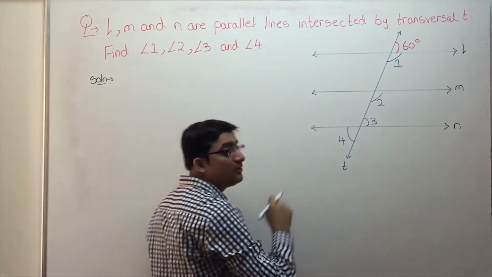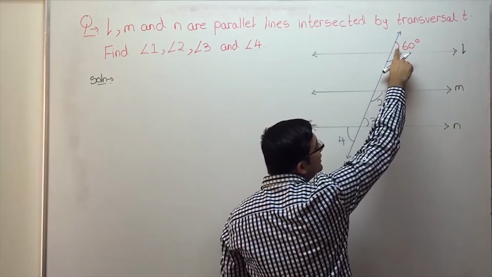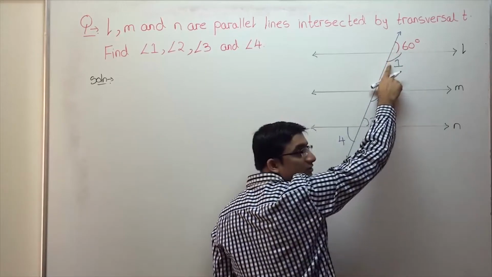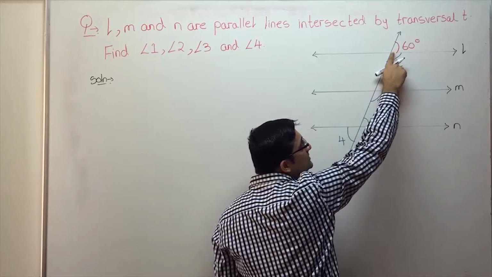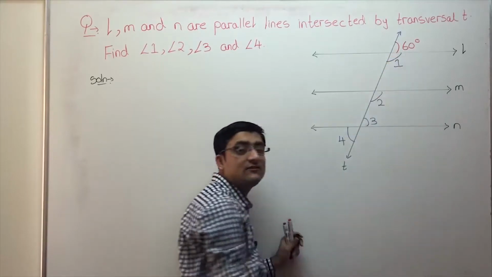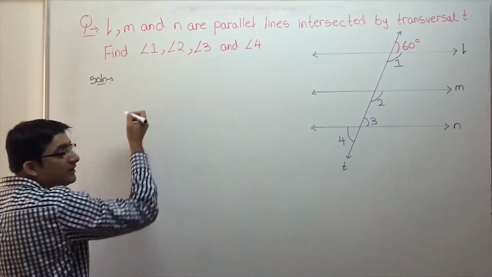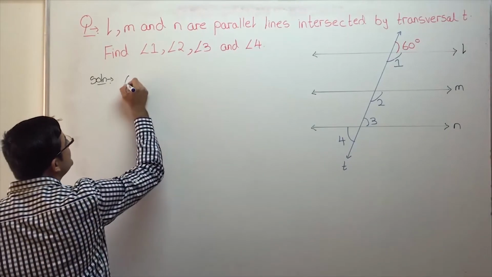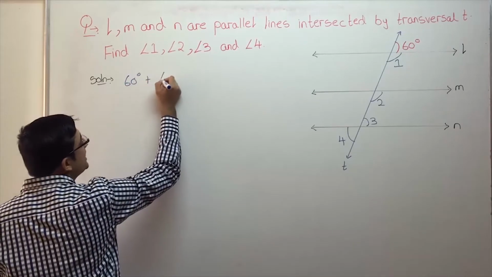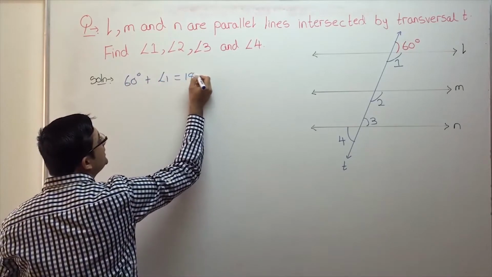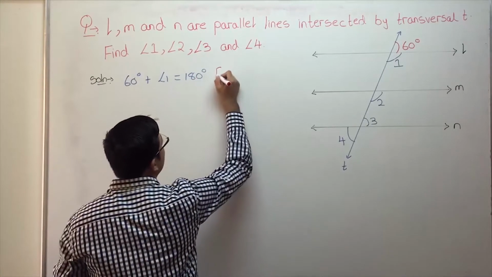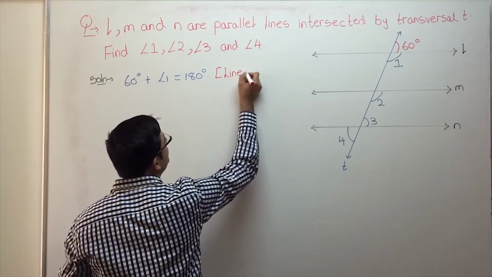So first of all, begin with the known angle. What is the relationship between the known angle and angle 1? Two angles next to each other on a straight line. Hence they form a linear pair, that means their sum is 180 degrees. So I'll say that 60 degrees plus angle 1 is equal to 180 degrees. What is the reason? Linear pair. So in brackets write down linear pair.